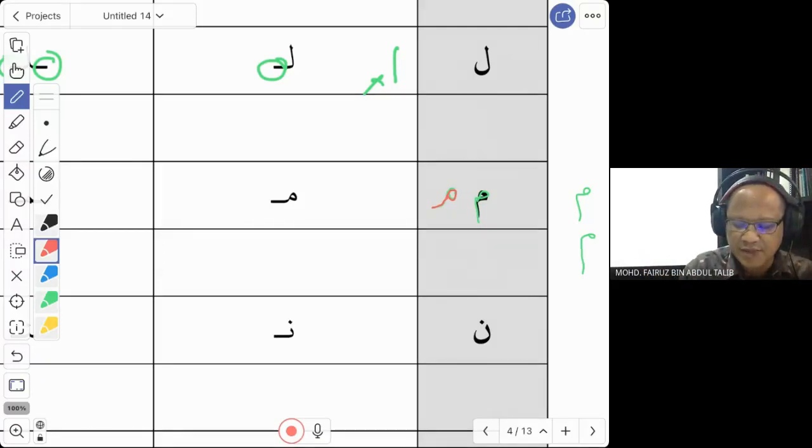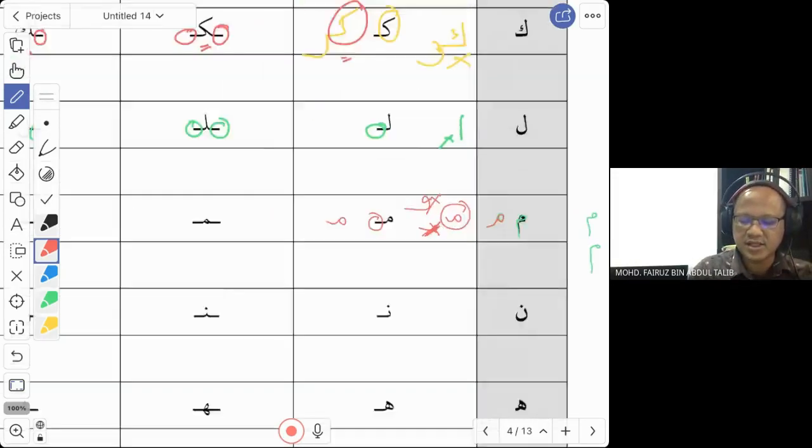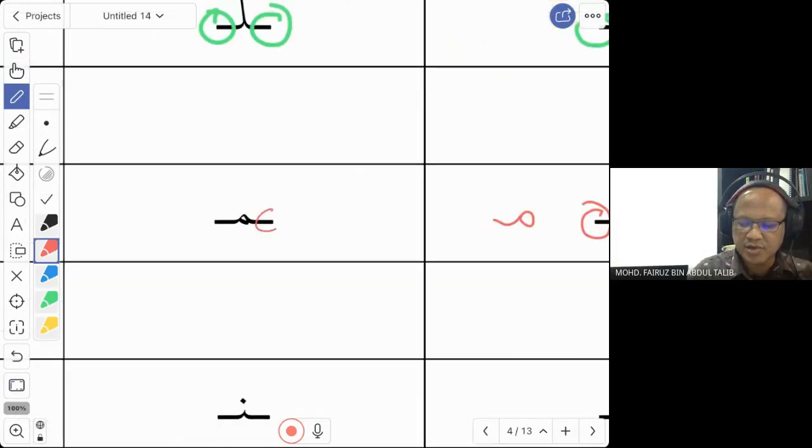All right, so this is the beginning Mim. It can be linked to the previous letter. So you can do something like this, or you can do something like this. But don't do this. This is wrong. This will become the letter Fa or the letter Qaf. And my advice is avoid this as well. Do this. So that is Mim. Join it to the next letter. This is the medial Mim. It can be linked to both sides.